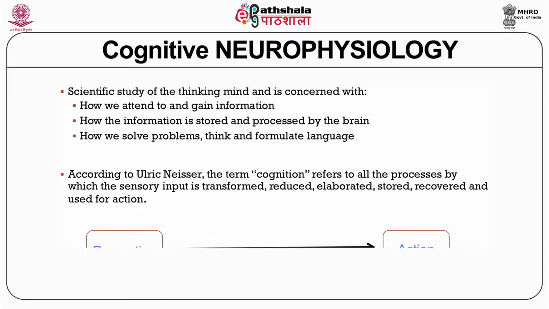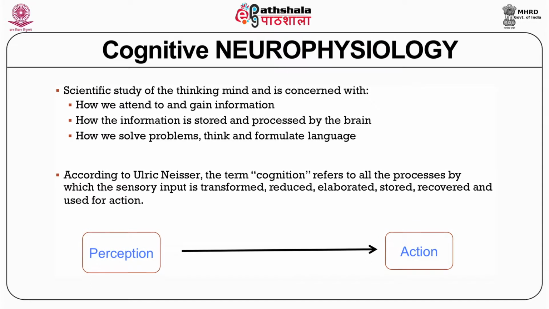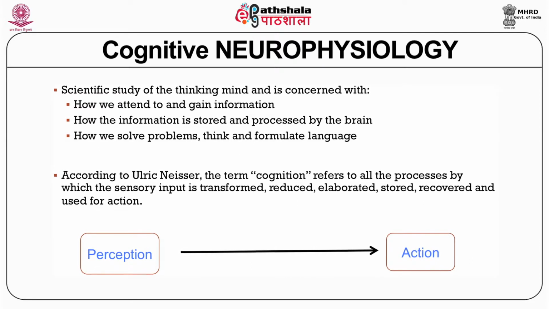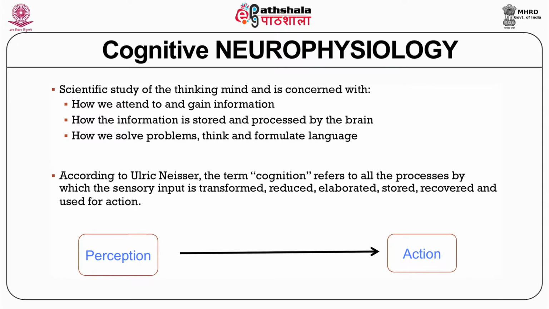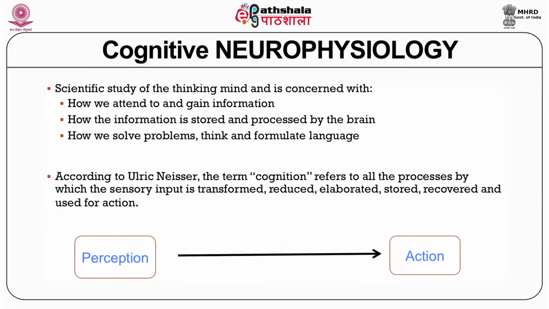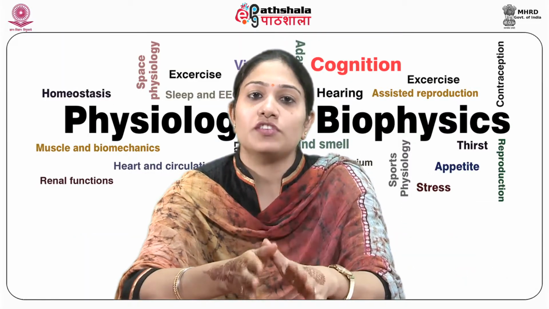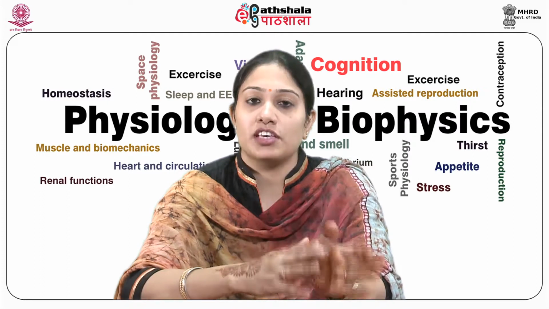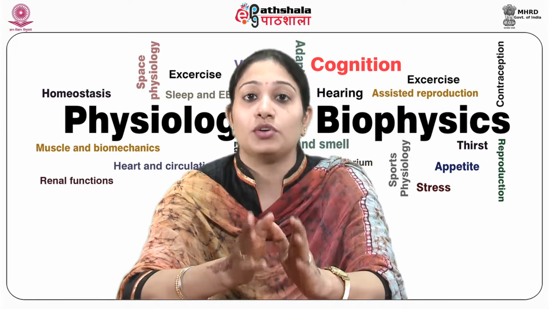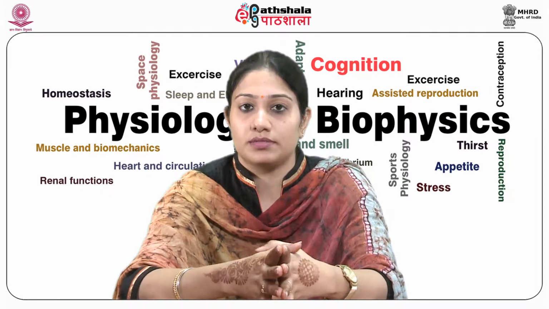According to Ulric Neisser, cognitive psychology refers to all the processes whereby the sensory input is transformed, reduced, elaborated, stored, recovered and used. This definition was given by Neisser in 1967. Now, there exists a total range of psychological processes from sensation to perception to action, which includes various cognitive domains.